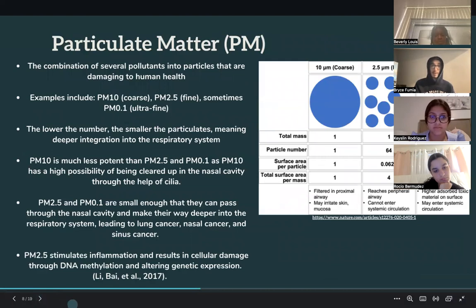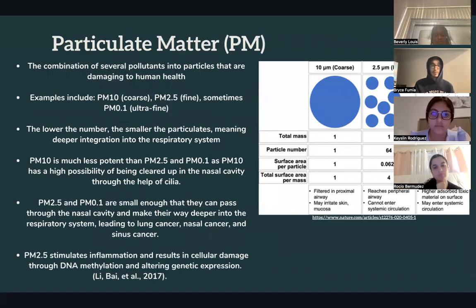Particulate matter is a combination of several pollutants that form into particles of different sizes. As seen in the graphic, these can be either PM10, which is 10 micrometers. These are known as coarse particles. They can be PM2.5, which is 2.5 micrometers. These are known as fine particles. And PM0.1 micrometers are known as ultrafine particles. The lower the number associated with the particulate matter, the smaller the particulates are, allowing them to have deeper integration into the respiratory system.